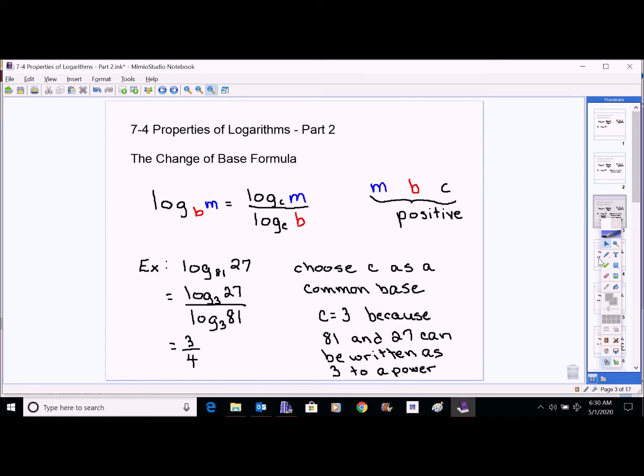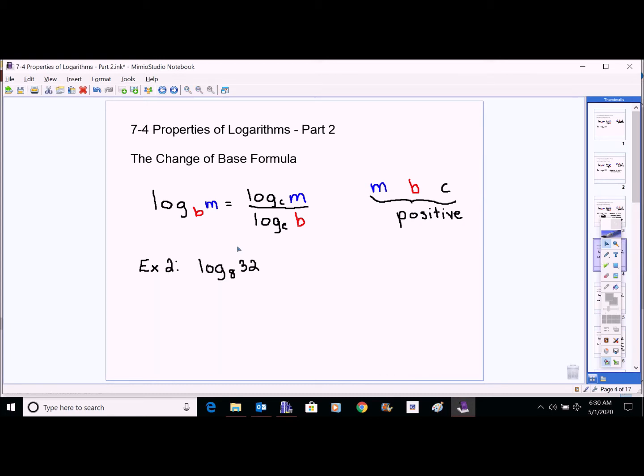Okay, so let's check another one just to make sure you got it. Try to get ahead a little bit, and if you understand it, then great. You look at these two and you think about what number would be a good common base for that. And you can think, well, wait, this is a power of 2 and this is a power of 2. So we're going to choose 2 as our common base. Log base 2 of 32 over log base 2 of 8. 2 to the fifth power is 32. And 2 to the third power is 8.